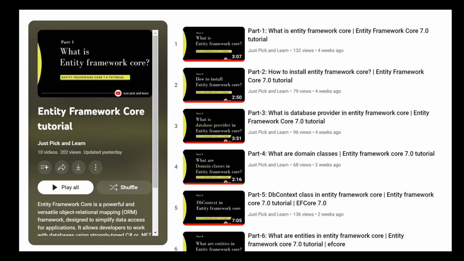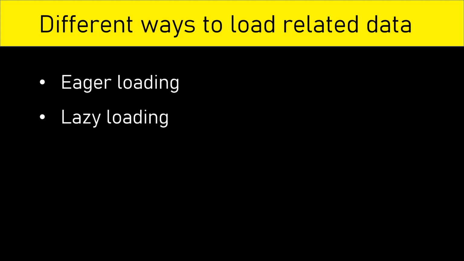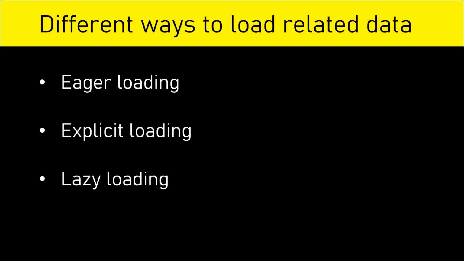You can watch all the previous videos in the playlist titled Entity Framework Core to learn more. We have three different ways to load related data. They are eager loading, lazy loading, and explicit loading. In our last session, we have seen how to implement eager loading. Today, we are going to understand explicit loading.